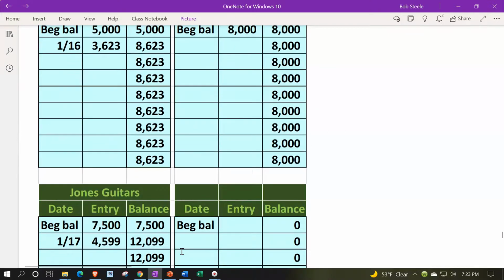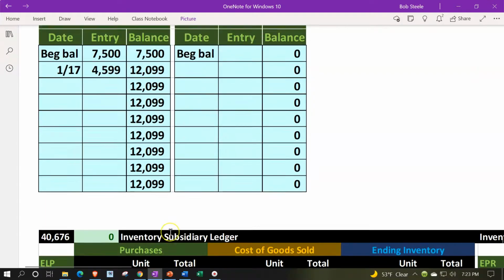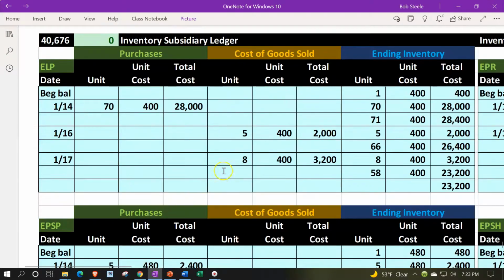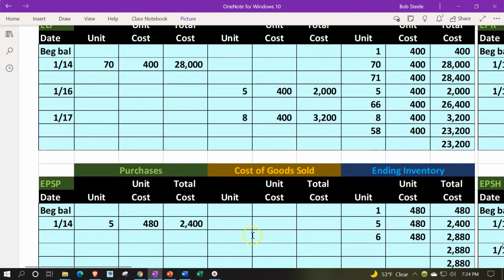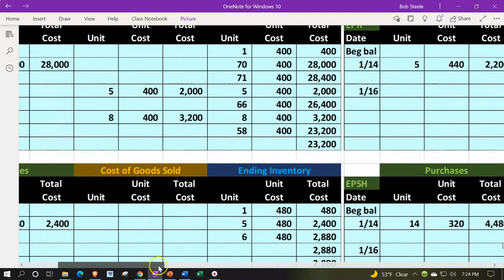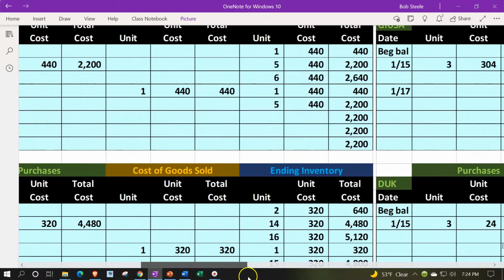If we look at the inventory subledger now, we sold these ones on 1/17, so it looks like we sold some of these ELPs, 8 of them. We had 66 of them minus the 8. We have 58 left over then at $400 to get to the 23,200. And we can do this across. We see what the other one that we sold.